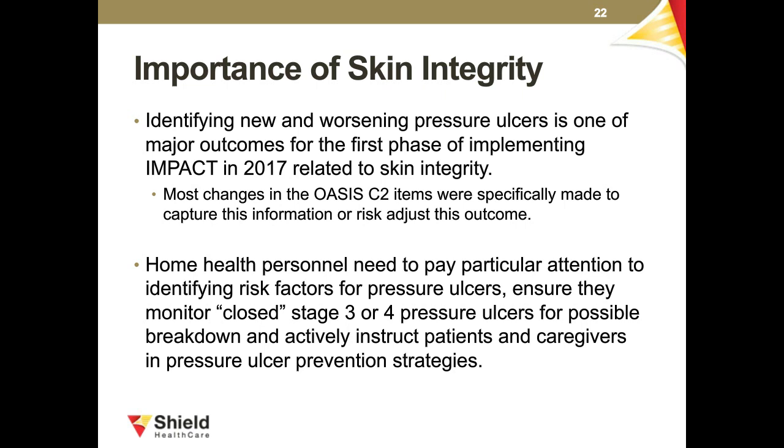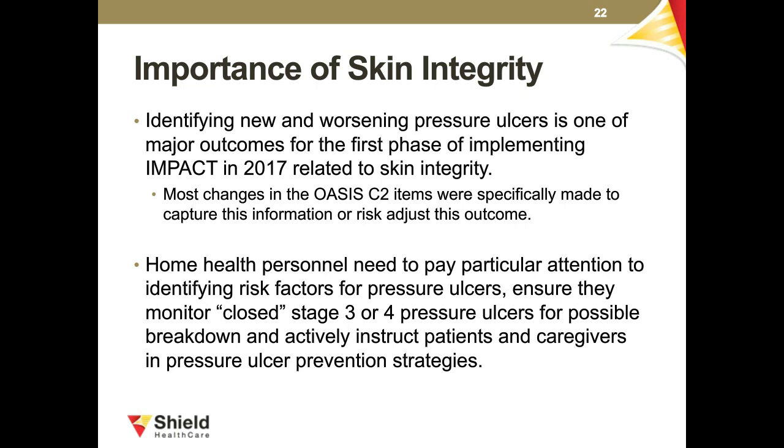So why the importance of skin integrity? Well, identifying new and worsening pressure ulcers is one of the major outcomes in the first phase of implementing the Impact Act in 2017, and it's all related to skin integrity. The development of pressure ulcers and certainly the worsening of pressure ulcers has a major financial impact and certainly great impact on the quality of patients' lives. So most of the changes in Oasis C2 for 2017 tie into this: changes either risk adjustment related to the development of pressure ulcers or worsening of them, or actually measuring them.